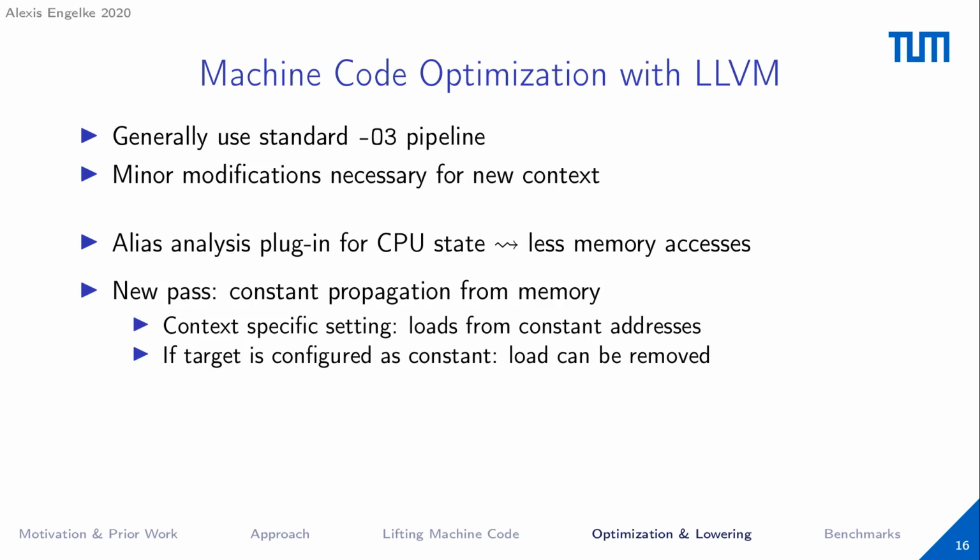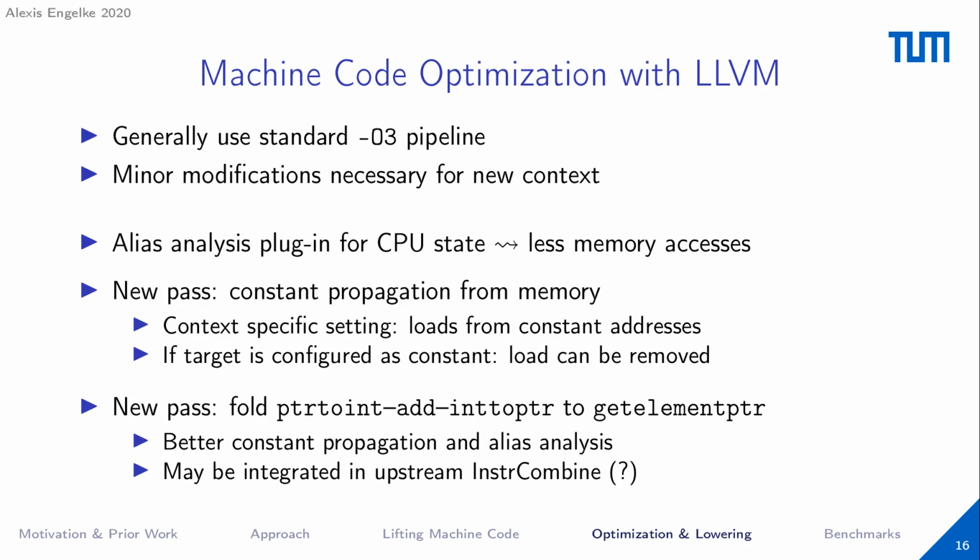Second, we add a new pass for propagating constant values from memory. In our context, it can frequently happen that a load instruction has a constant address, for example when it was specified as a constant parameter. This obviously doesn't happen when compiling code from source. Now, for such loads, we check whether the memory region for that address is marked as constant. If it is, we can just remove the load instruction and replace it with the constant. This pass is run multiple times throughout the pass pipeline.